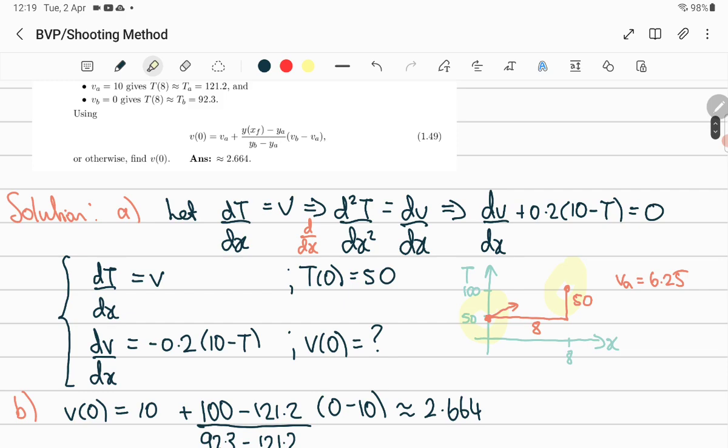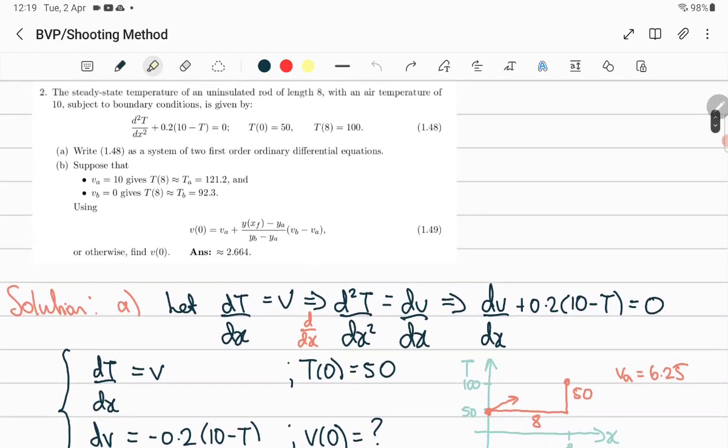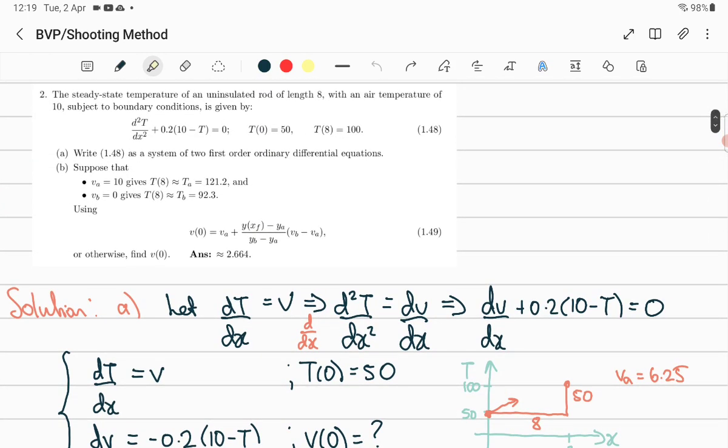So a reasonable thing is to shoot straight at it. So do rise over run, 50 over 8, which I'm guessing must be 6.25. You don't have to do that, but it just makes sense as such. Okay. But actually here it gave us the shot.